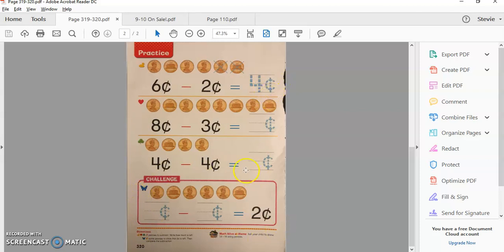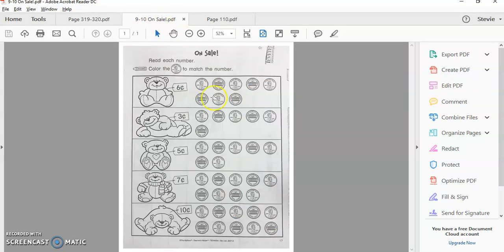And then we just did this one. You know how to do this. Tell me how many you started with. How many do you have to take away so that you have 2 cents left over? All right.